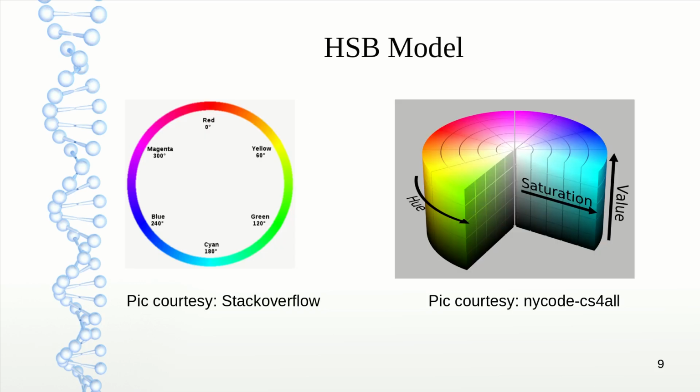The next color model is the HSB model, or hue saturation brightness model, and in this case we have the colors represented along a wheel. At 0 degree we have the red color, at 60 degree we have yellow, 120 degree we have green, and it goes on like that. So the hue values can be represented in between 0 and 360 degrees.